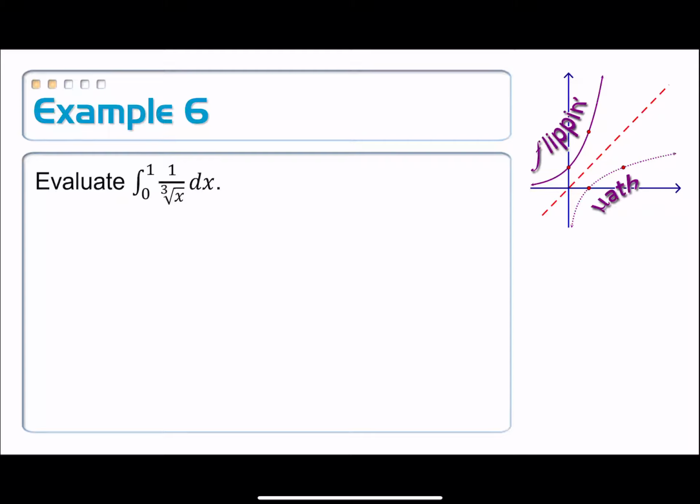Why is this one improper? Well, the reason is that the function 1 over the cube root of x has a vertical asymptote right here at 0. As a matter of fact, here's a graph of this happening, right? If we were to take that lower limit of integration and plug in 0, it'd be undefined. We'd be dividing by 0. We've got a vertical asymptote here.